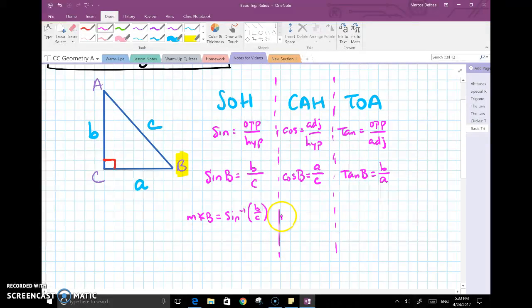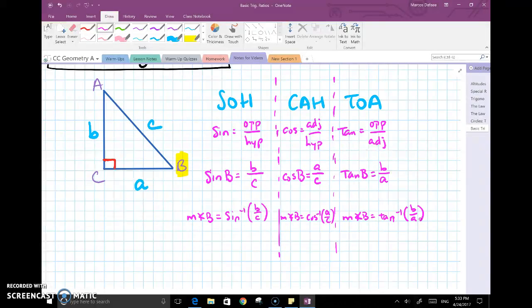So this would be the measurement of angle B is equal to the inverse cosine of a over c. And since I'm doing this, I might as well finish it. This would be the measurement of angle B would be the inverse tangent of b divided by a. And you would probably need a calculator for that unless you have a table. So with these things in mind, let's go ahead and jump into our examples.